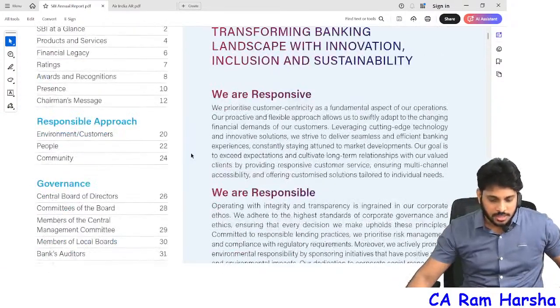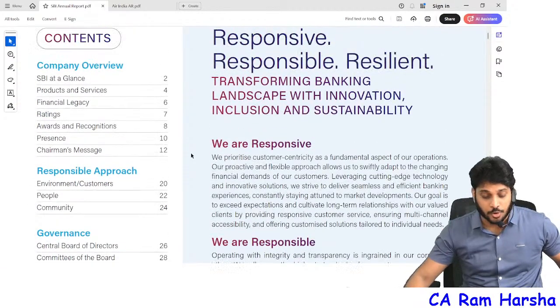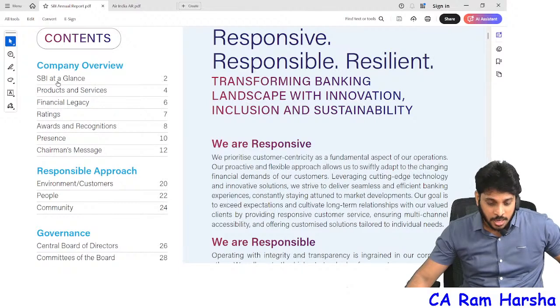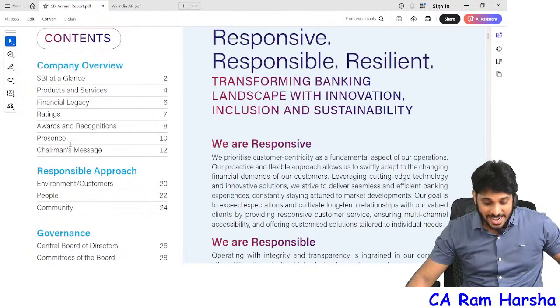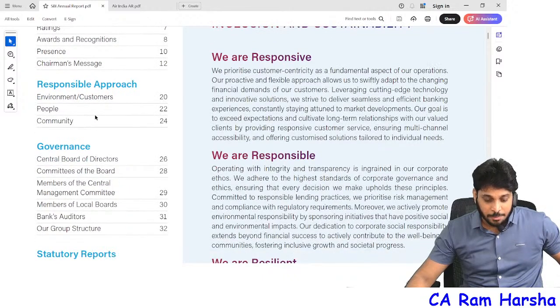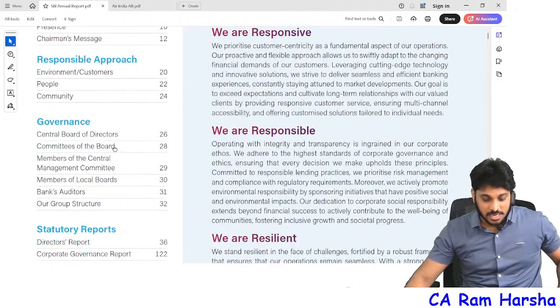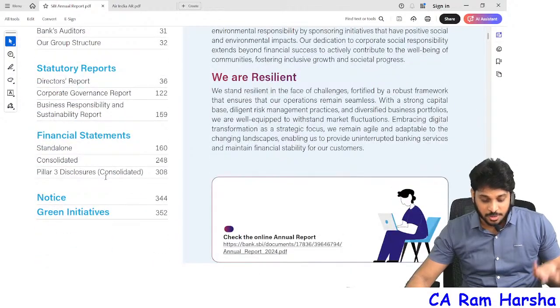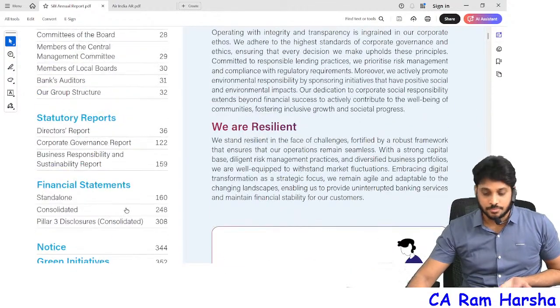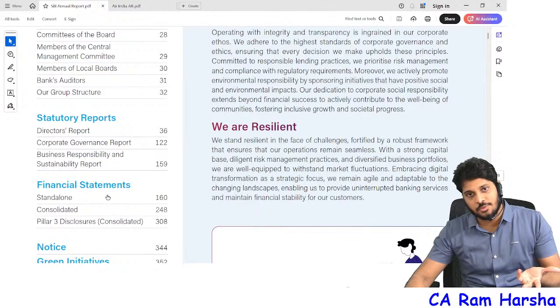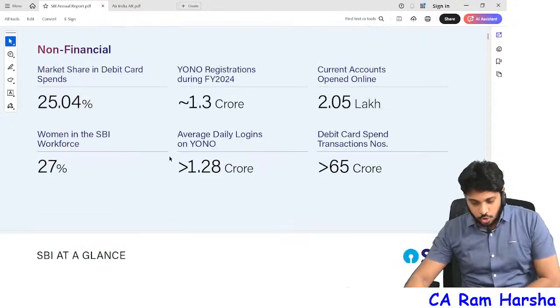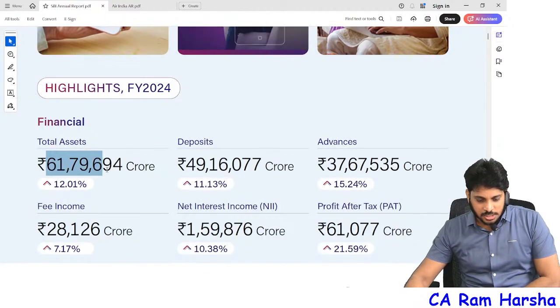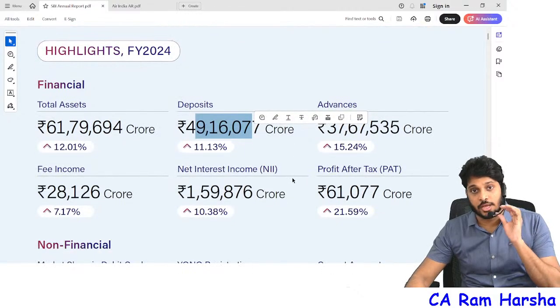You see what the annual report has. What is SBI? What are the products offered? Financial legacy, ratings, awards, environment, people, community, governance, central board of directors, members, local committee, directors' report, CG report, business responsibility report, then financials, notice, initiatives. So much is there in the annual report. And you see here, total assets are 61 lakh crore, deposits 49 lakh crore. Some financial highlights they are showing.